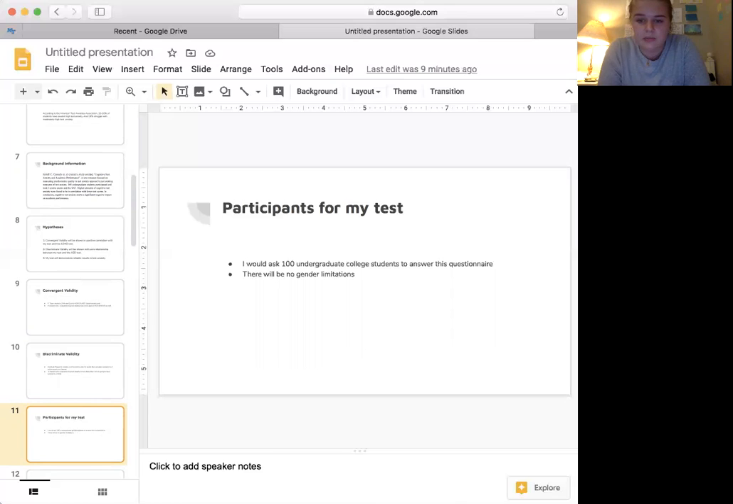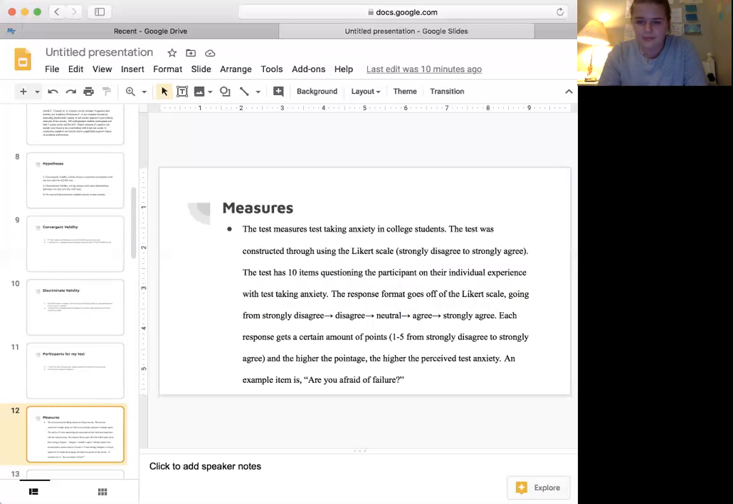Participants for my test: I would ask 100 undergraduate college students to answer this questionnaire. There will be no gender limitations, so anyone can take it. Measures: the test measures test-taking anxiety in college students. The test was constructed using the Likert scale, strongly disagree to strongly agree. The test has 10 items questioning the participant on their individual experience with test-taking anxiety.